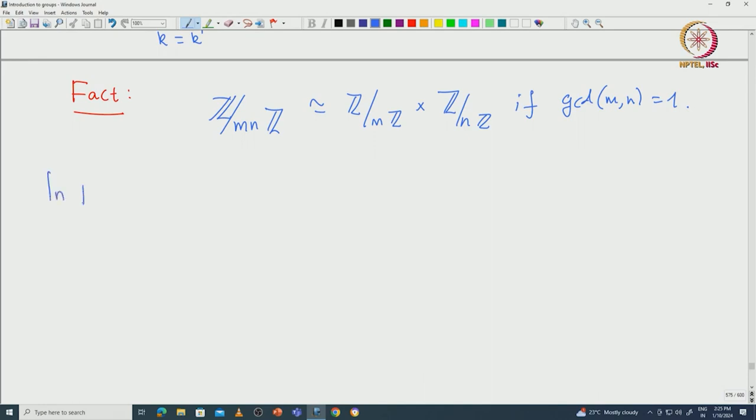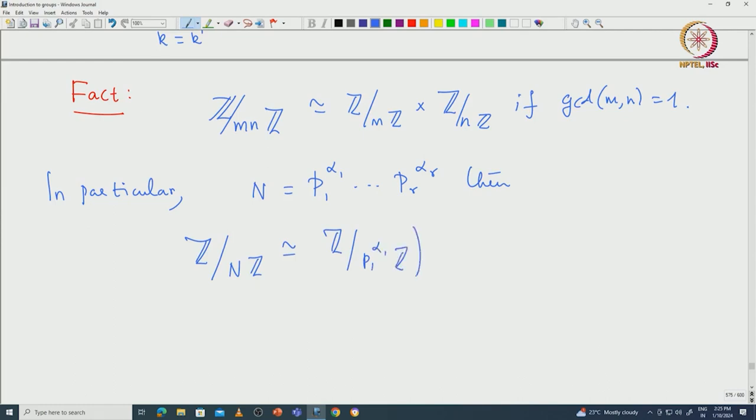In particular, by induction, if you write this given capital N as P1 power alpha 1 etcetera, PR power alpha R, then it is clear that the cyclic group Z modulo NZ is naturally isomorphic to Z modulo P1 power alpha 1 Z cross etcetera cross Z modulo PR power alpha R Z. So indeed a product of cyclic groups can be cyclic. When can that happen? It can happen if the orders of the respective cyclic groups are relatively prime. That is what you can prove from these basic facts.